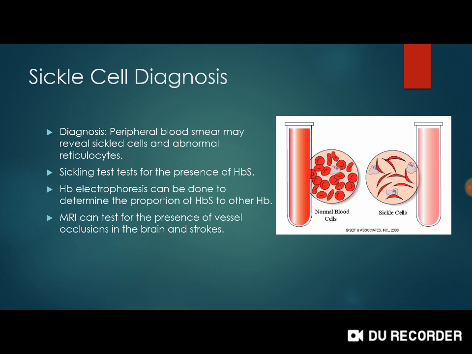How do you diagnose sickle cell disease? Well, it's simple. You do peripheral blood smears, which may reveal sickled cells and normal reticulocytes. Sickling tests also test for the presence of hemoglobin S. Hemoglobin electrophoresis can be done to determine the proportion of hemoglobin S to other hemoglobins. MRI can also test for the presence of vessel occlusions in the brain and strokes, and you can see on the right the difference in appearance of a normal blood cell compared to a sickle cell.